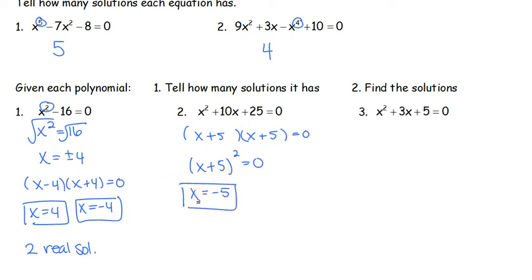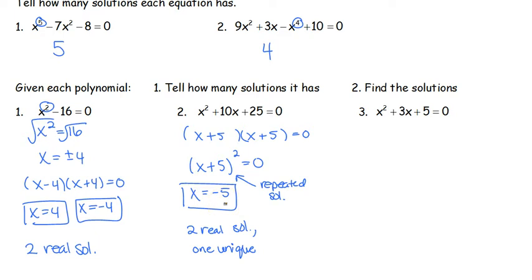But we should have expected to find 2. This is a repeated solution. So we still have 2 solutions. We have 2 real solutions, but because it's repeated, we only have 1 unique solution. So that's kind of an exception to the rule, kind of a trick. So it doesn't really look like there's 2 solutions, but there are. It has a repeated solution, but there's only 1 unique solution.